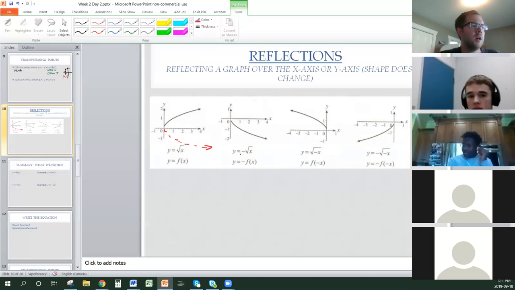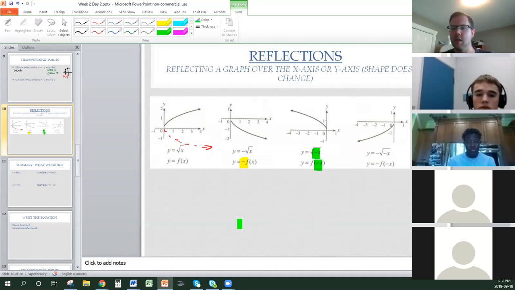Okay? And I want you to recognize where that negative symbol is. When it's reflecting over the x-axis, it's on the outside of the function. And when it's being reflected over the y-axis, it's on the inside of the function. So it's almost the opposite of what you would think.